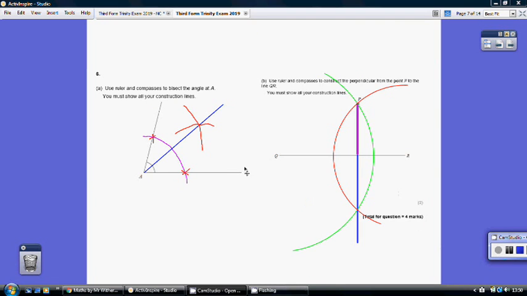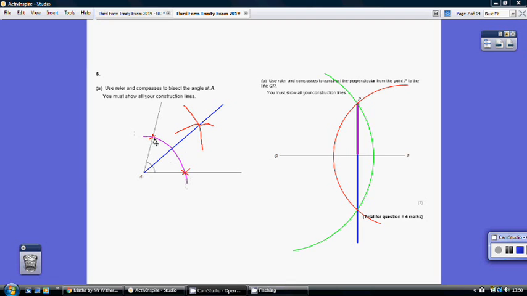Question 6. Now for part A, I must apologise, I didn't have a compass at home when I did this, so I've had to do this by freehand. So how would you bisect the angle A? Well, step 1, you get your compass and you put your pin here, and you just draw a small little arc, this arc that I've done in purple. Now that's just to establish these 2 points here and here.